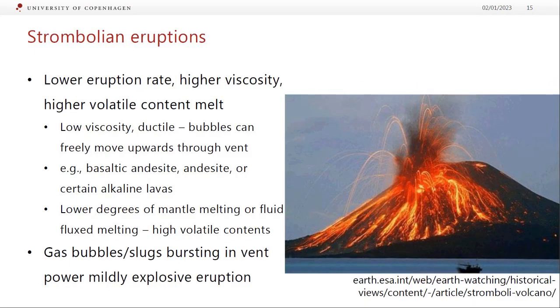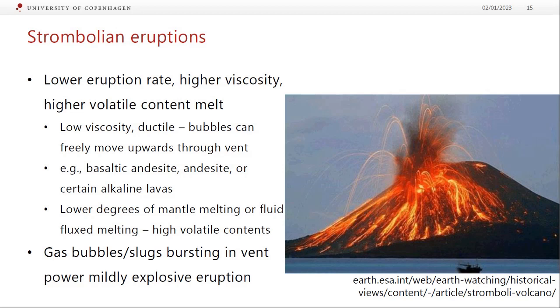Strombolian eruptions happen at a lower eruption rate with higher viscosity, higher volatile content melt. They're still relatively low viscosity, so they're behaving in a ductile manner, and what that means is that bubbles can freely move upwards through the volcanic vent. These often happen in basaltic andesites or some andesites, and they can happen in alkaline lavas, thinking back to the scoria cones that I showed you from Hawaii. They're favored by lower degrees of mantle melting or fluid flux melting because this gives us the higher volatile contents that we need for this type of eruption.